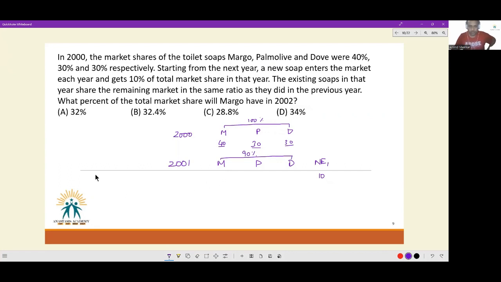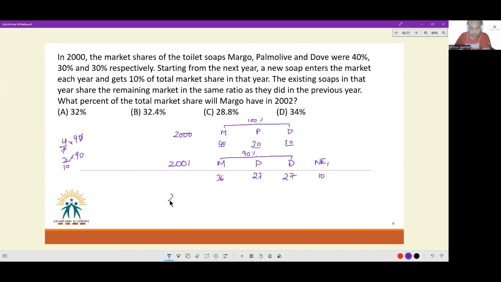So 4 by 10 of 90 gets us to Margot having 36% of the market here. Palmolive would have 27% of the market here, which is obtained by 3 by 10 into 90. And Dove would also have 27% of the market. This is the state in 2001.